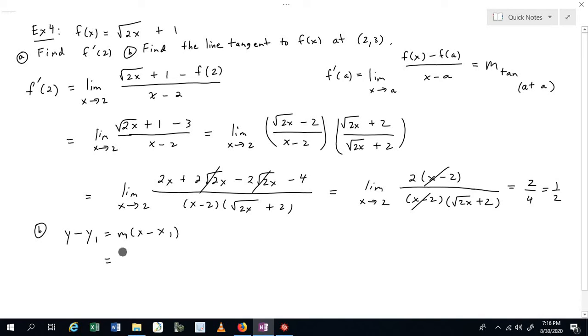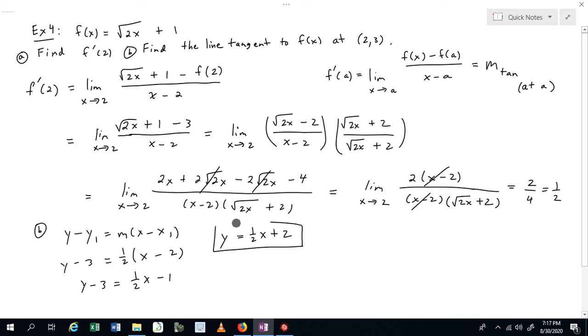Okay, and so let's just plug everything in. The slope is 1/2, and then the point that it goes through is 2, 3. So x1 is 2 and y1 is 3. And then we just want to solve for y here. Distribute the 1/2 and you get 1/2 x minus 1. And then I'm going to add 3 to both sides, and you get 1/2 x plus 2. Okay, so this is the equation of the tangent line at the point when a is equal to 2.